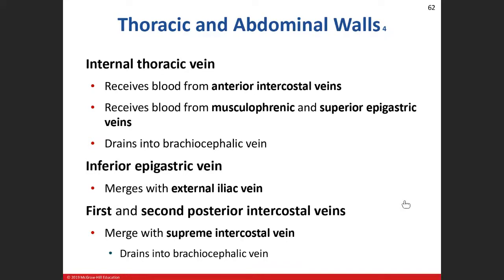All right, so that's arterial blood supply. So what are we going to do now? Now we're going to talk about the venous drainage, okay? Similar, but not exactly.